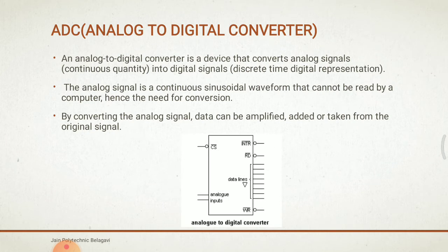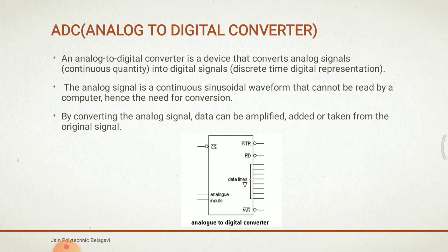An analog to digital converter is a device which converts analog signals, meaning continuous signals or a continuous quantity, into digital signals, meaning discrete signals or a discrete time digital representation. An analog signal is continuous in nature, like a sinusoidal waveform, and it cannot be read by the computer. So we need conversion.